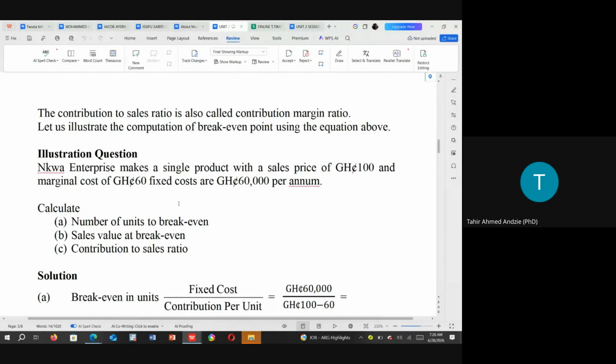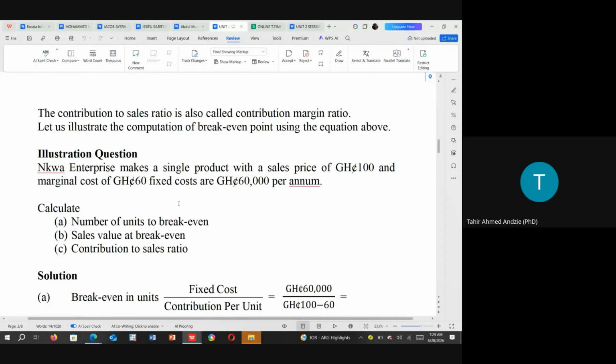Now, contribution to sales ratio is also called contribution margin ratio. So another name for contribution sales ratio is contribution margin ratio, right? Because margin is sales. When we say margin, most of the time in business, you mean sales. So when you say contribution margin, we are talking of contribution sales ratio.